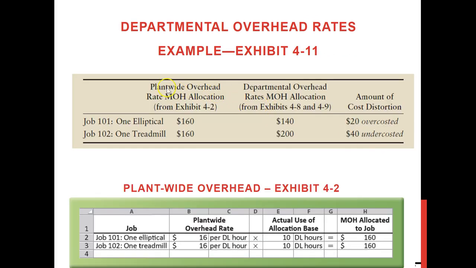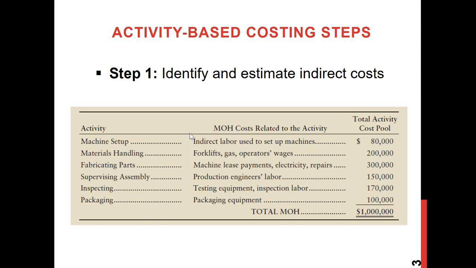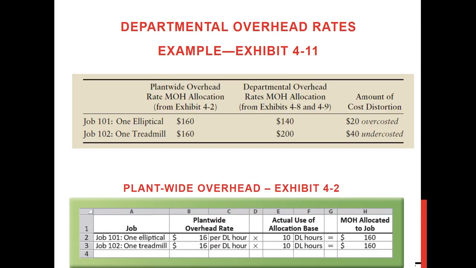So when we used our plant-wide, one common overhead rate for both types of products, we found the same overhead costs: $160 for one elliptical, and the same for one treadmill, $160. But when we are using our department-specific overhead rates, the costs are different. And these costs, when we are using department-specific rates, are more precise and more accurate.